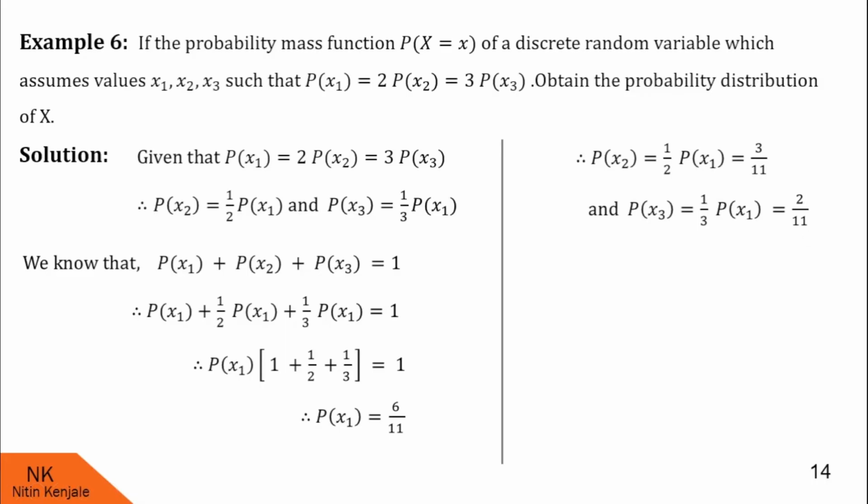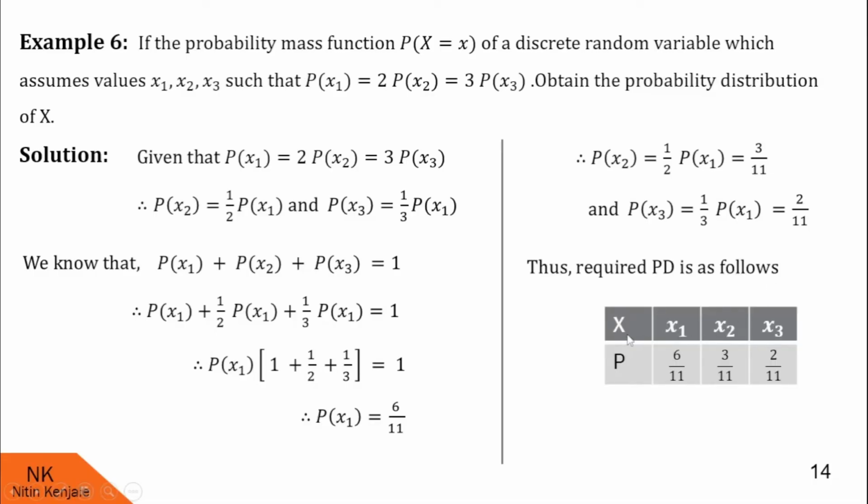Now let us create the distribution functions table in this way, in which first row will consist of values of x and in second row we will write the corresponding probabilities. So here x1's probability is 6 by 11, x2's probability is 3 by 11 and x3's probability is 2 by 11. I hope you understood this solution. Now let us proceed for next example.